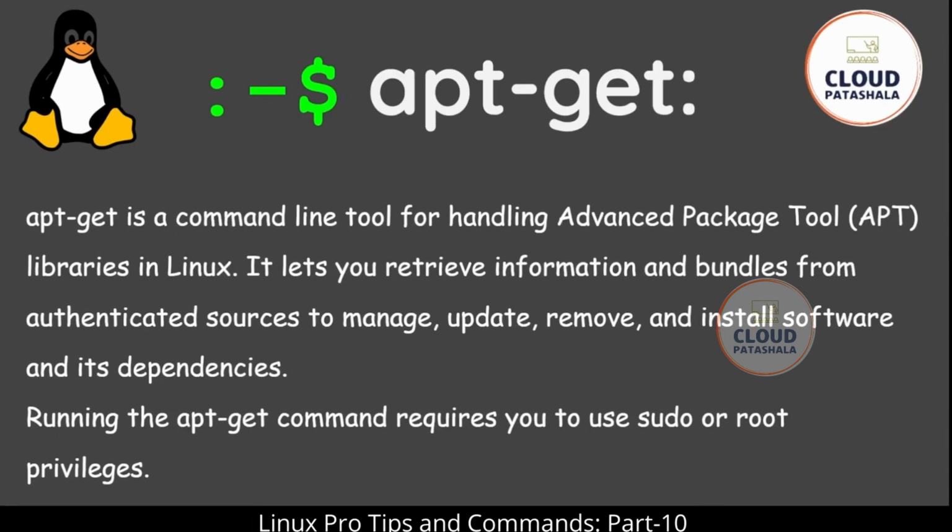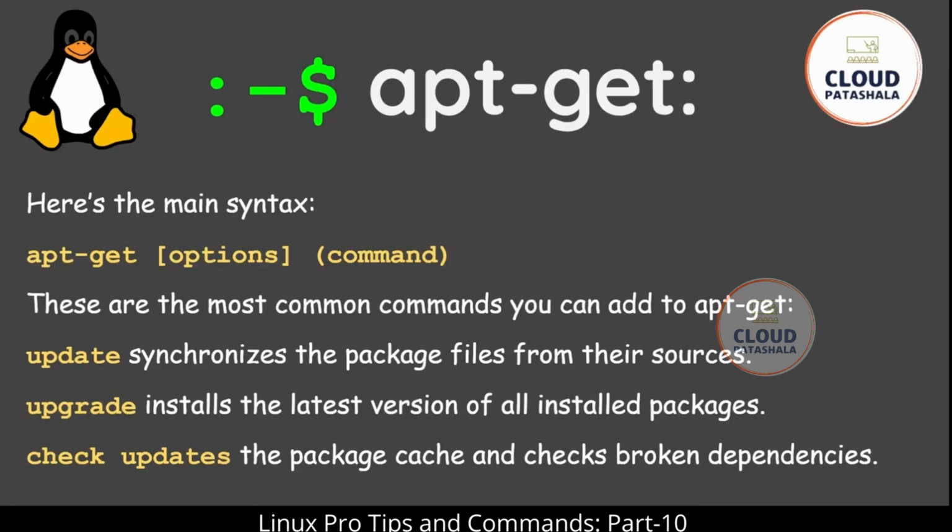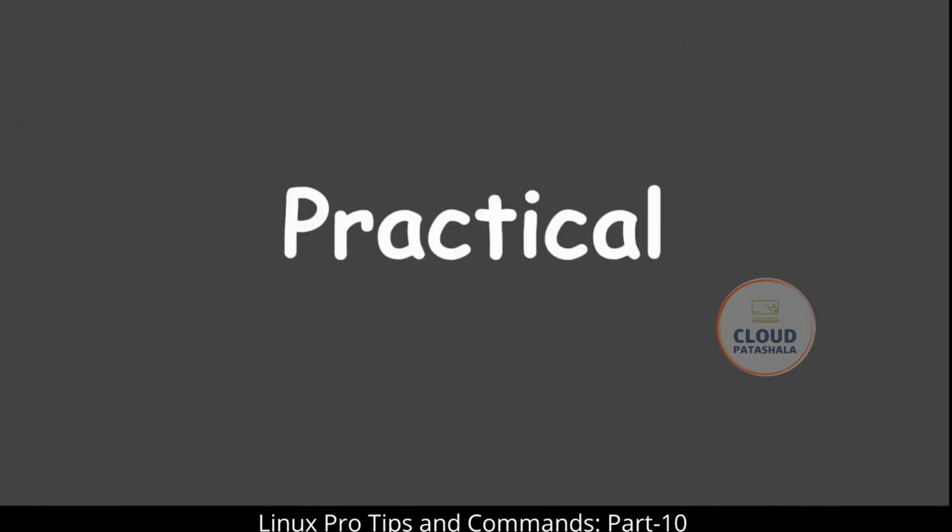The next command that we would be looking into is apt-get. apt-get is a command line tool for handling advanced package tool apt libraries in Linux. It lets you retrieve information and bundles from authenticated sources to manage, update, remove and install software and its dependencies. Running the apt command requires you to use sudo or root privileges on the server. The syntax is very similar. It is apt-get update, apt-get upgrade and apt-get check updates. Let's look at a practical example of how apt works on an Ubuntu server.